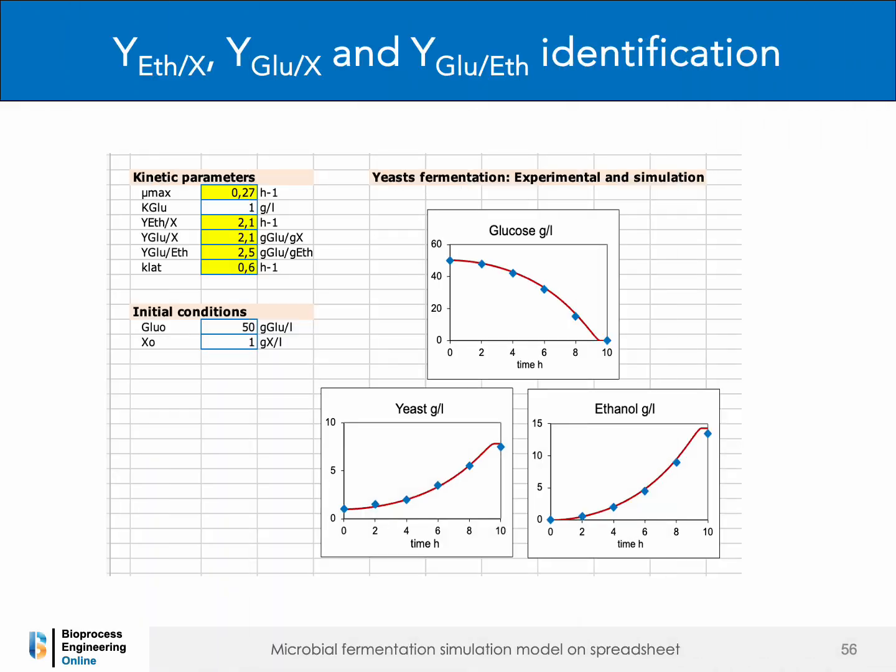Furthermore, the ethanol and glucose concentrations temporal variations are best modeled by adjusting the stoichiometry coefficients of the investigated yeast strain, y eth over x to 2.1 grams ethanol per gram yeast, y glu over x to 2.1 grams glucose per gram yeast, and y glu over eth to 2.6 grams glucose per gram ethanol.